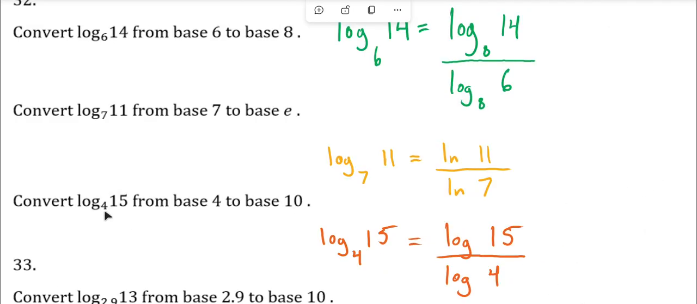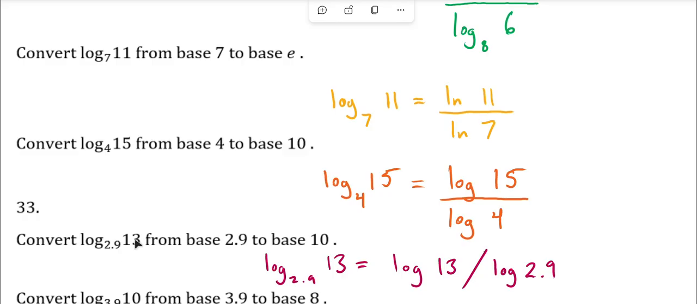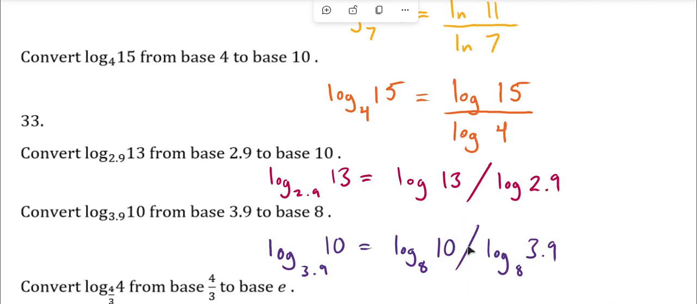Here they say convert log base 4 of 15 to base 10. That's the common log, so I'm just going to omit the base. That's the usual expression for log base 10. And now we have log base 10 of the original argument divided by log base 10 of the old base. So log base 2.9 of 13, and we want to change that to base 10. Well, I'm taking log base 10 of 13, and then I'm going to divide that by log base 10 of 2.9, the original base.